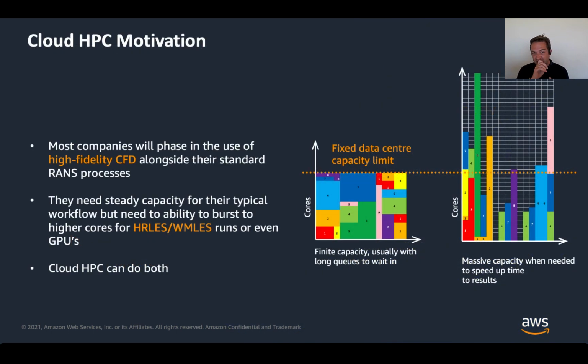And so for me, this is really where the cloud angle comes in, because I believe that most companies will phase in the use of high fidelity alongside their standard. So they need steady capacity for their typical workload, but they need the ability to burst maybe to higher cores for these sort of hybrid RANS or more LES, or even move to GPUs. And my simple point is cloud HPC can do both. It can give you the steady state capacity, and it can give you the ability to burst more.